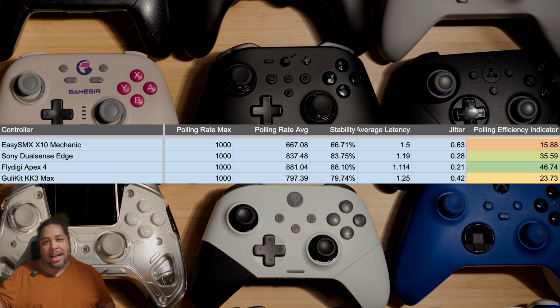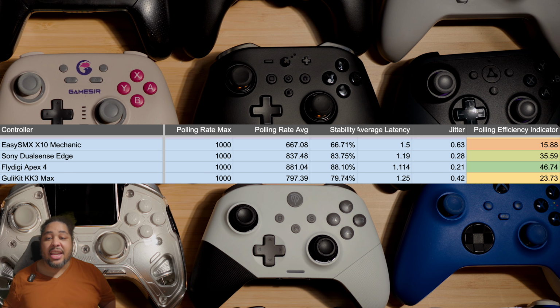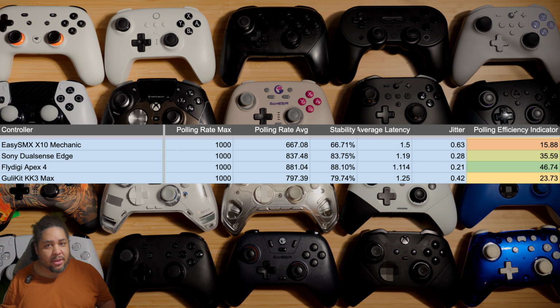However, it is still higher than a 501. And if I'm not mistaken, when looking at average latency, again, it's not as responsive as the other controllers in the list, but it still does phenomenal in comparison to any other products on the list.